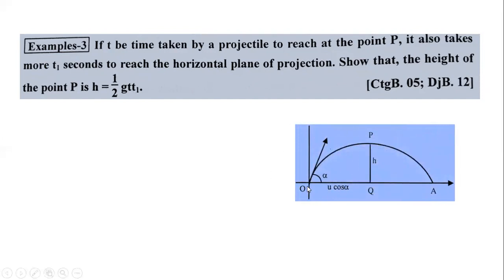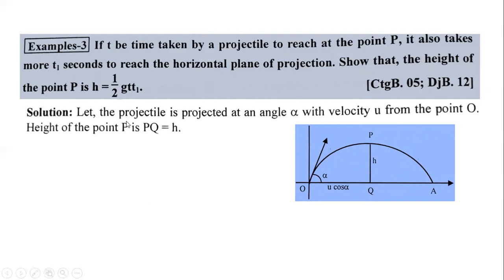At first, we draw this figure. Here, h indicates the height. This is the horizontal axis, this is the vertical axis. They intersect at the point O. Let the projectile be projected at an angle alpha with velocity u from the point O. The height of the point P is PQ, that means h.